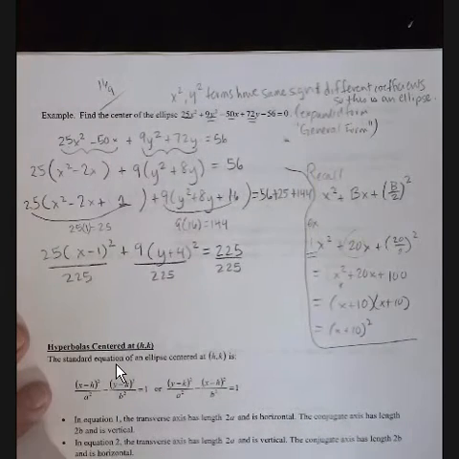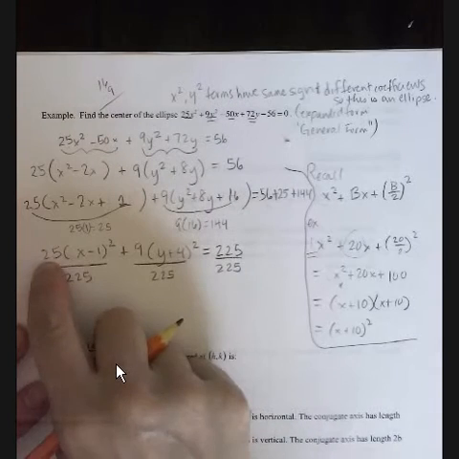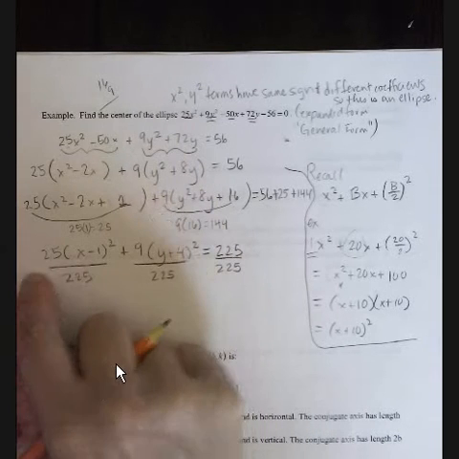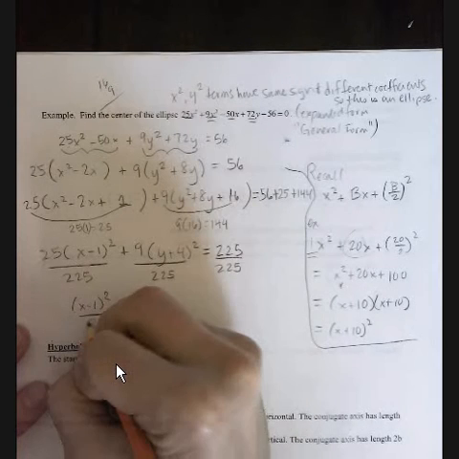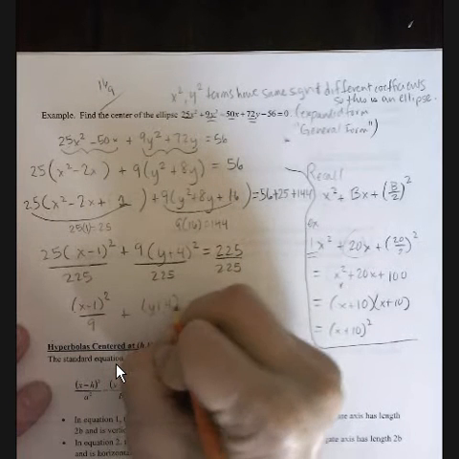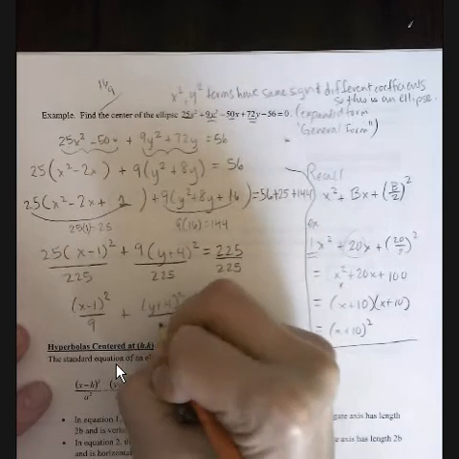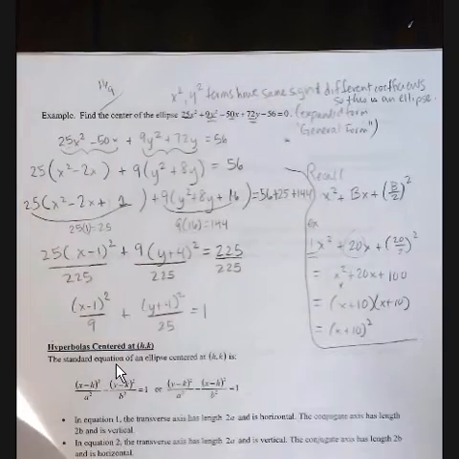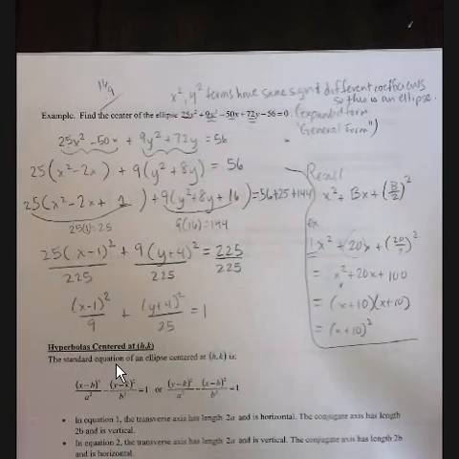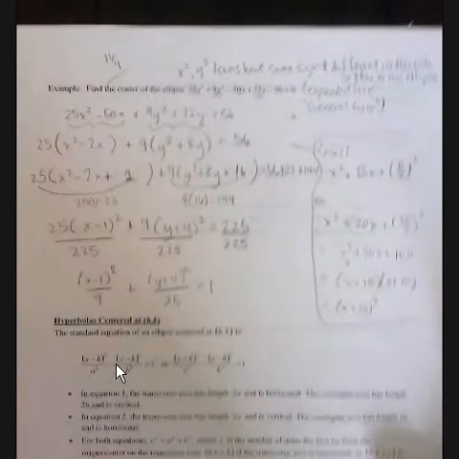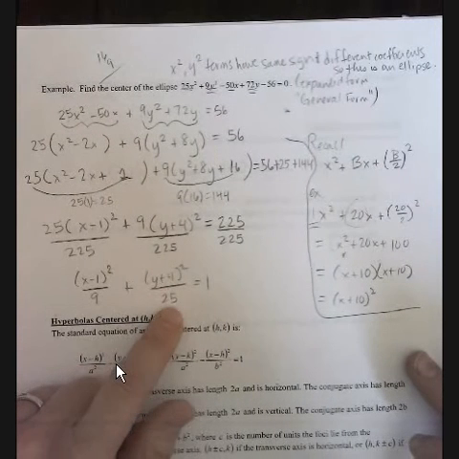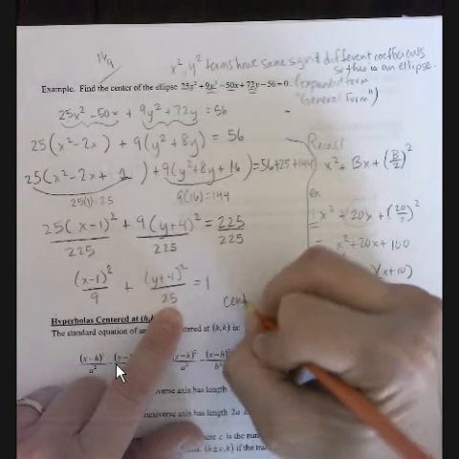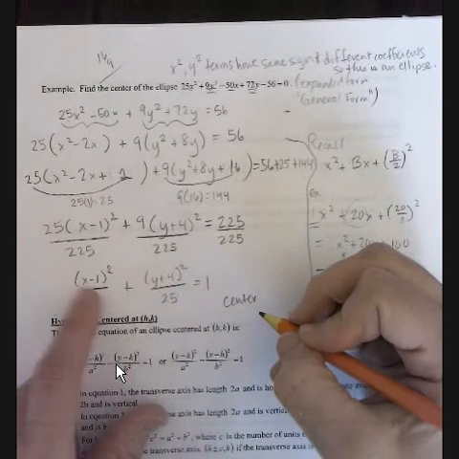And 9 times 25 is 225, so this will cancel. We'll get (x minus 1) squared over 9 plus (y plus 4) squared over 25 equals 1. So it's just asking for the center, but if I were to graph this, the major axis is vertical because the 25 is the bigger number and is paired with y. The center is (1, -4).